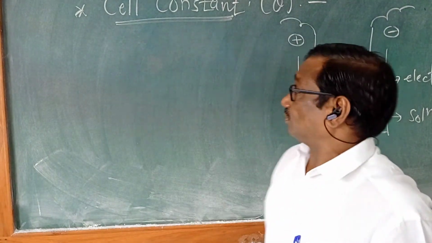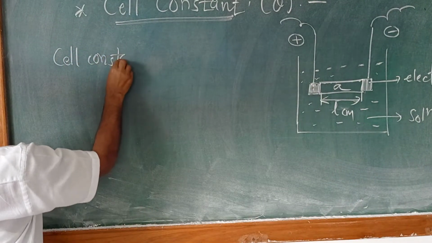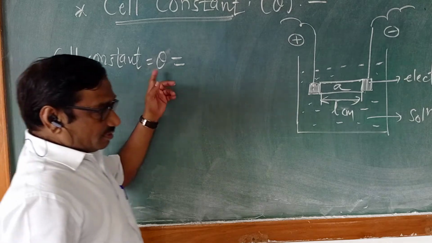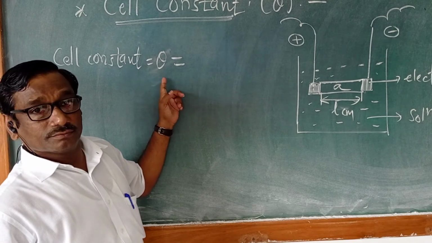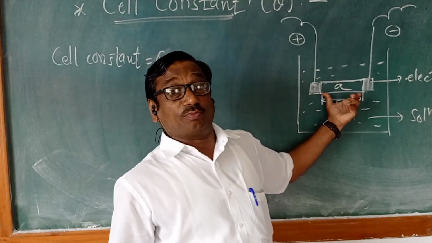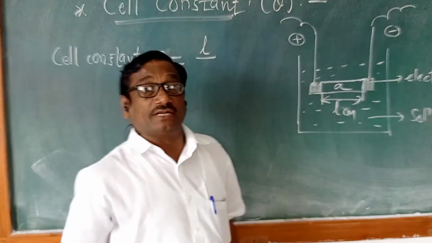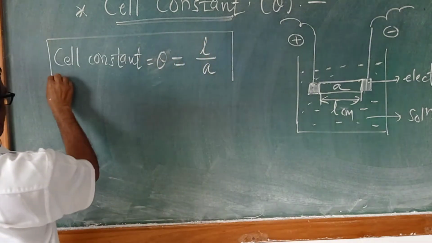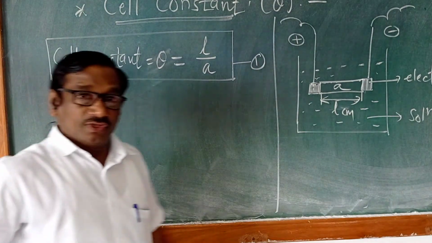Now, what is meant by cell constant theta? Definition of cell constant: cell constant theta is defined as the ratio of the distance of separation of the two electrodes, L, and the cross-sectional area of the conductor, A. This ratio remains constant, and therefore it is called the cell constant.